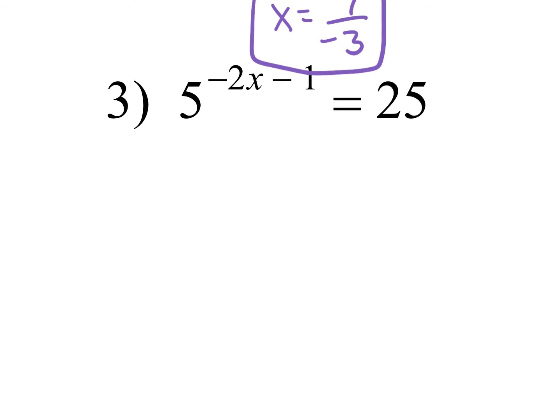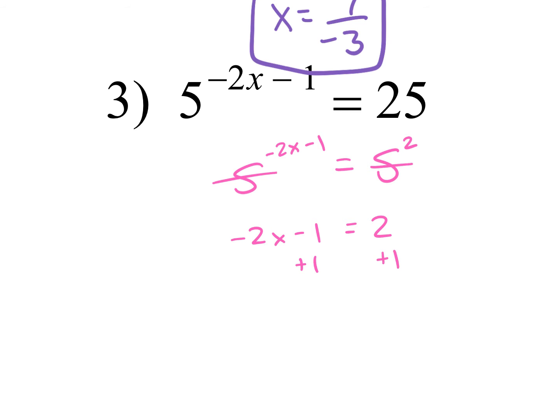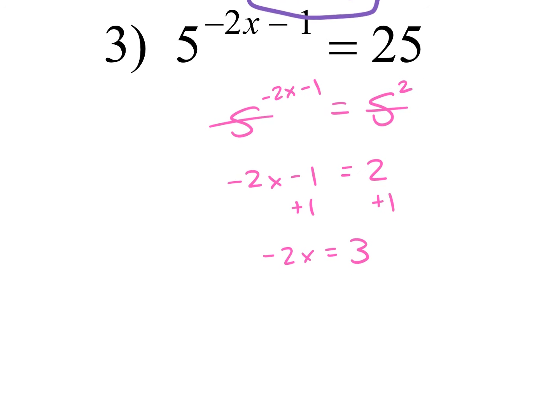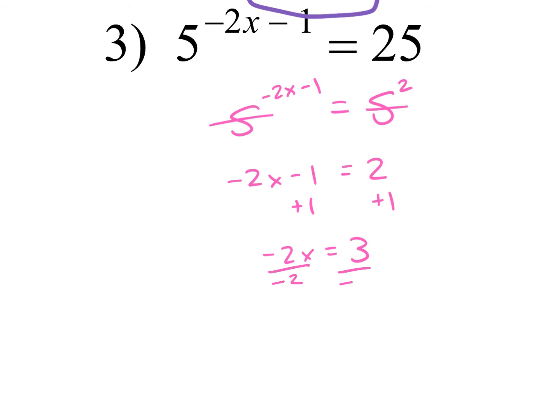All right, number 3. So I want to make 25 be 5 to some exponent. 5 to the 2nd power. So 5 to the power of negative 2x minus 1 is equal to 5 squared. Once my bases are the same, what can I do? Cross them out. So I have negative 2x minus 1 is equal to 2. Then what can I do? Add 1. So negative 2x is equal to 3. And then what? Divide by negative 2. So x is equal to negative 3 over 2.